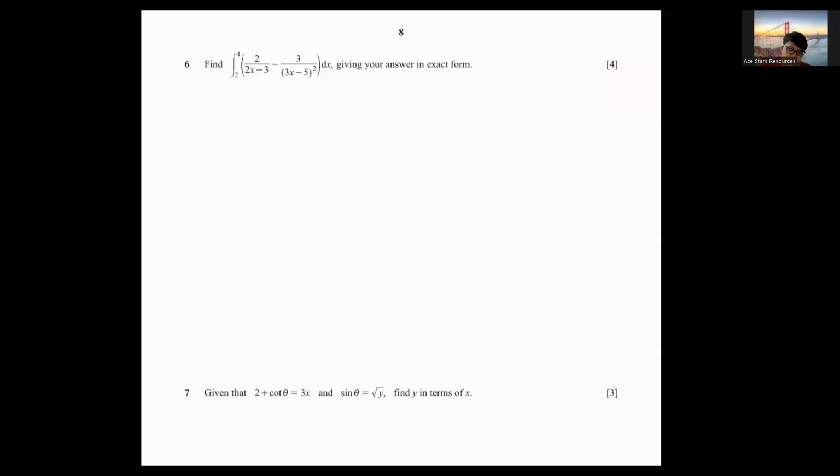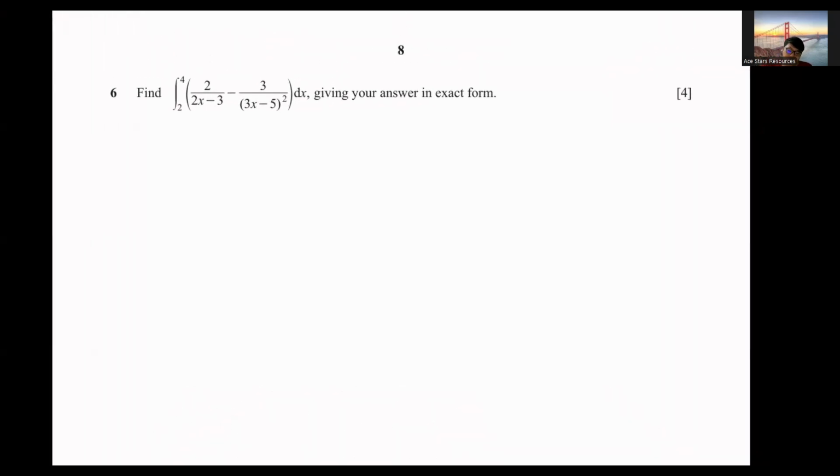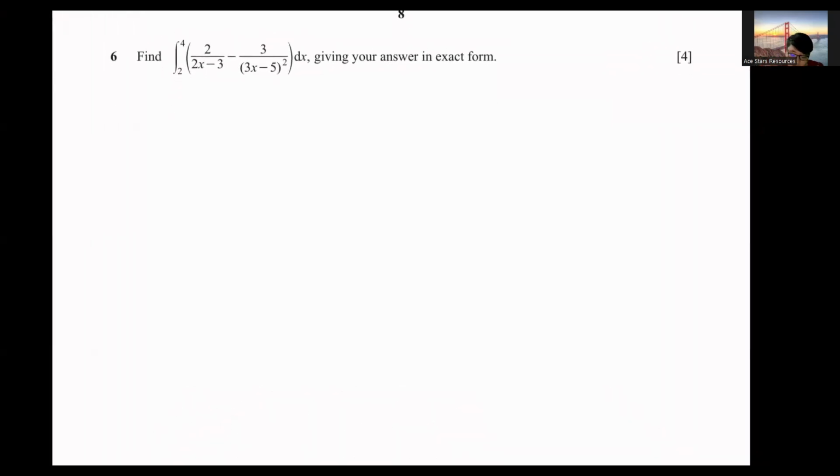Alright, let's proceed with question number 6. So let me make this bigger. Find the integral, where the lower limit is 2, upper limit is 4, of 2 over 2x minus 3, minus 3x minus 5 squared. Giving your answer in exact form.